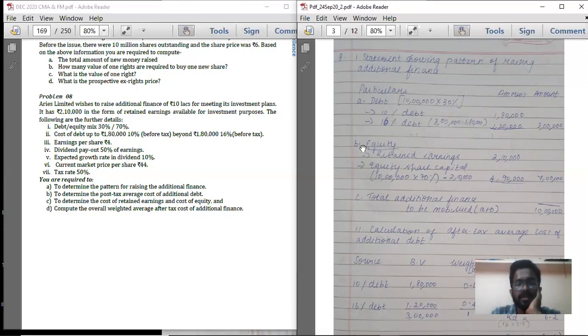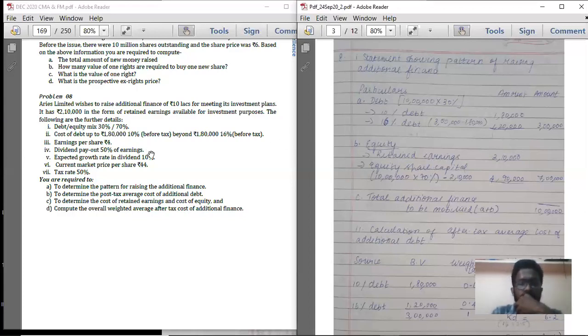That is the debt part. Below that, small b, equity. Underline it. Below that, first arrow mark retained earnings. How much is the retained earnings? 2,10,000. So below that, first arrow mark retained earnings. In the inner amount column record 2,10,000.